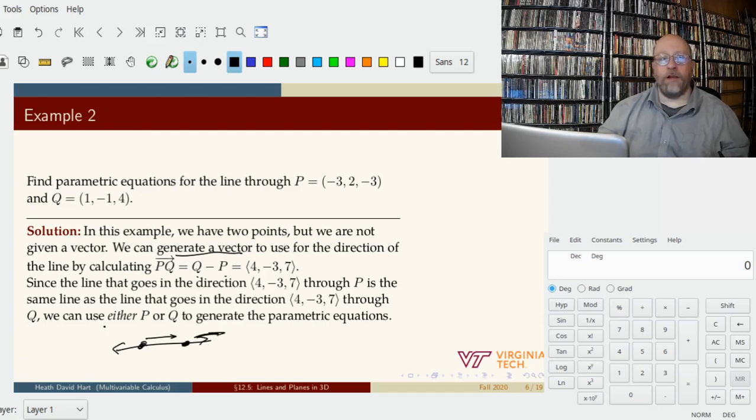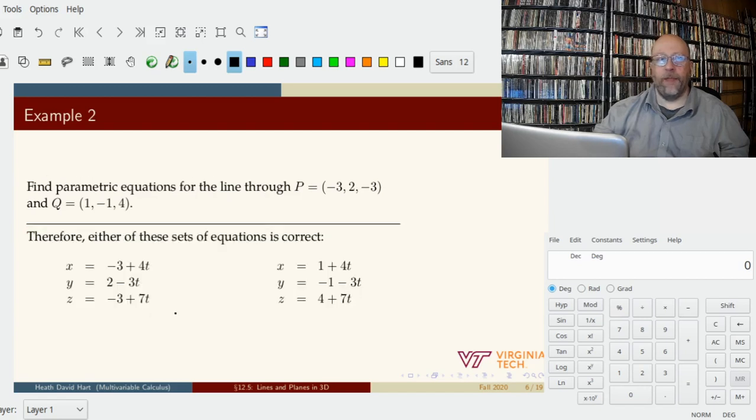And so we can actually use either P or Q to generate the parametric equations, even though we used P as the starting point of the vector. And therefore, either of these answers is correct. We can use the 4, -3, and 7 and add it to the coordinates of P, or we can use the 4, -3, and 7 and add it to the coordinates of Q. Okay? Both of these answers are correct.